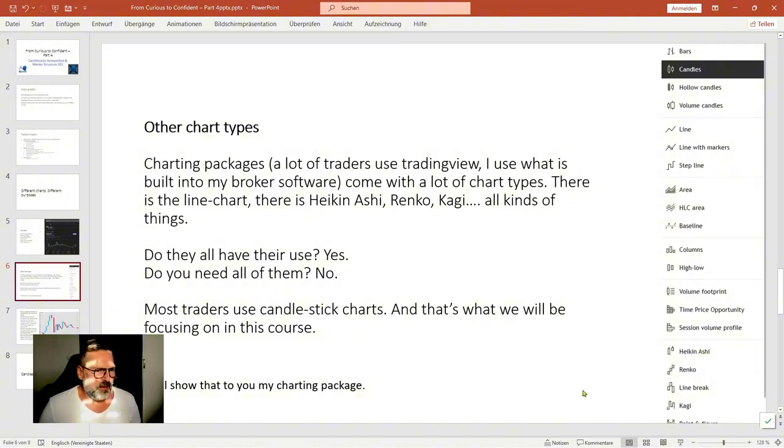So there is your line chart, right? It's here. You get line with markers, you get step lines, you get areas, HLC, columns, high lows, volume footprint, time price opportunities, you get something that sounds Japanese and is Japanese. Heikin Ashi, Renko, line breaks, Kagi. You know, they all have their place. Some are very specific, some are very specialized, some are used by a lot of traders.